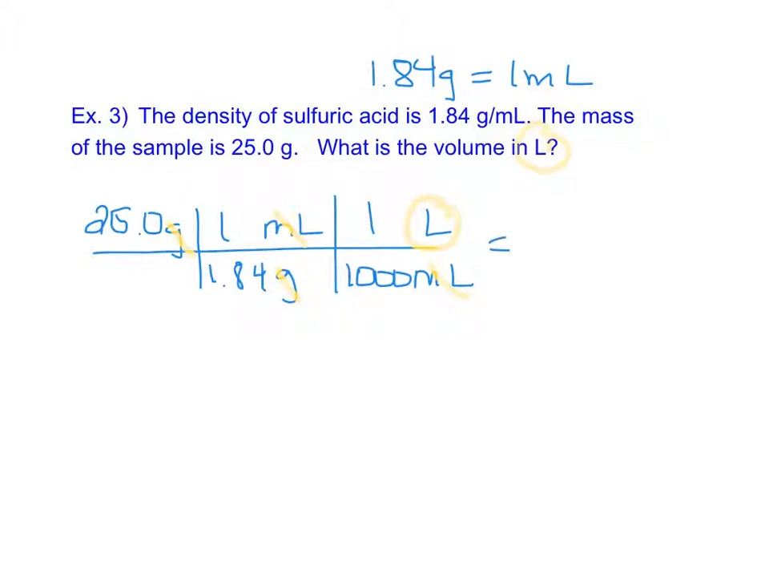So it'd be 25 divided by, and then important, be sure you put your denominator in parentheses since there's more than one of them, 1.84 times 1,000, and you're going to get a pretty small number here. You're going to get 0.0136 liters. So same thing, the numbers in the problem were multiplied and divided, so we need to round to our least number of sig figs, which was 3.